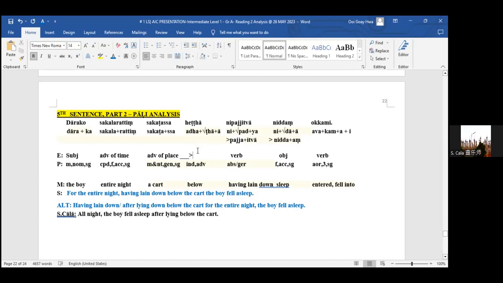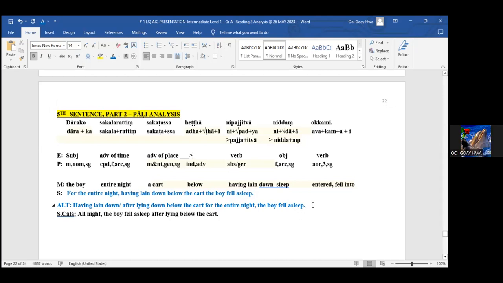All right, so you know that you have the place, you have the time, the whole night. The subject is the boy, and then the verb, he entered into sleep. For the entire night, having lain down below the cart, the boy fell asleep. If you translate like that, of course you follow the grammar closely, but it doesn't sound nice. If you want to put the direct sentence like this you can, but you have to make it sound nicer.